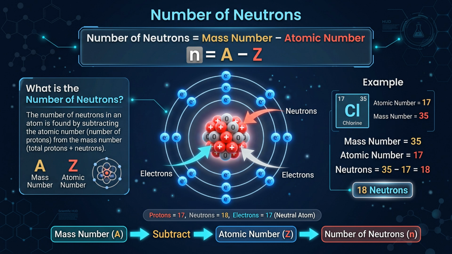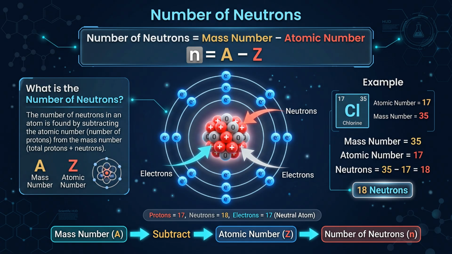This example demonstrates an important concept. Changing the number of neutrons changes the mass number, but it does not change the identity of the element. Since the number of protons remains 6, the atom is still carbon. Only its isotope has changed. This relationship between protons, neutrons, and mass number explains why isotopes exist.